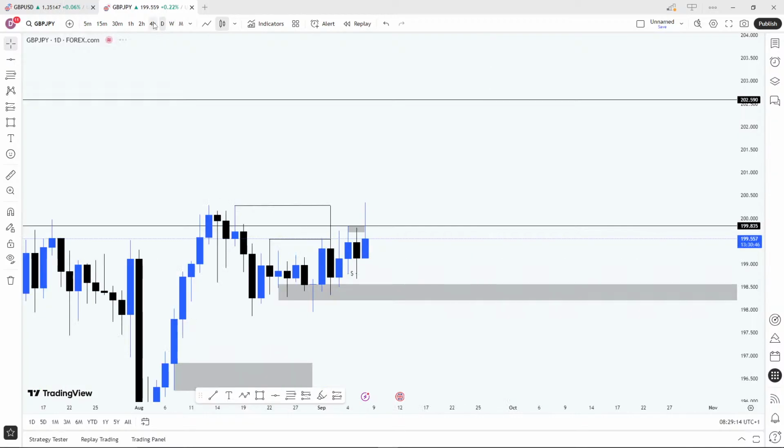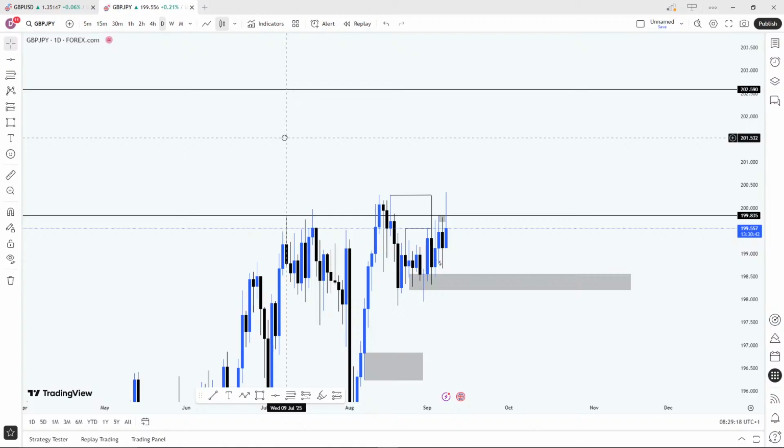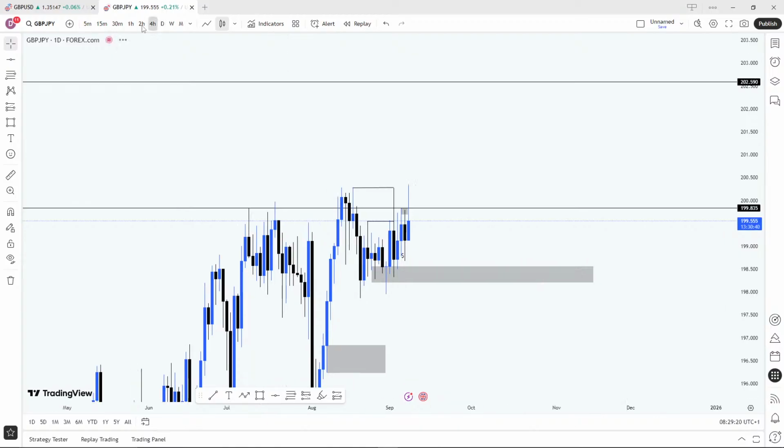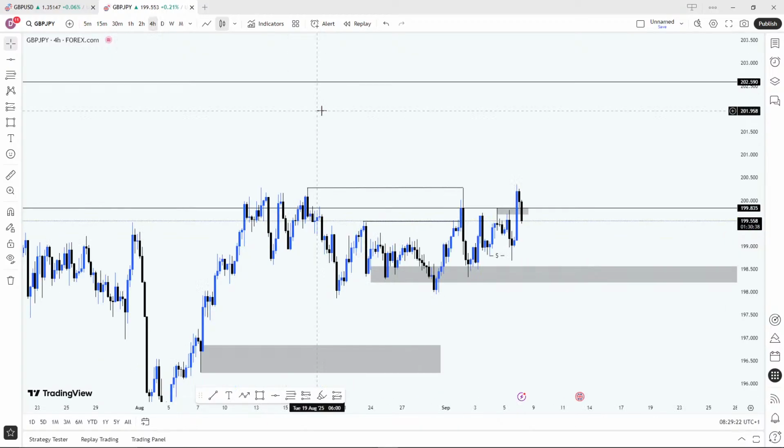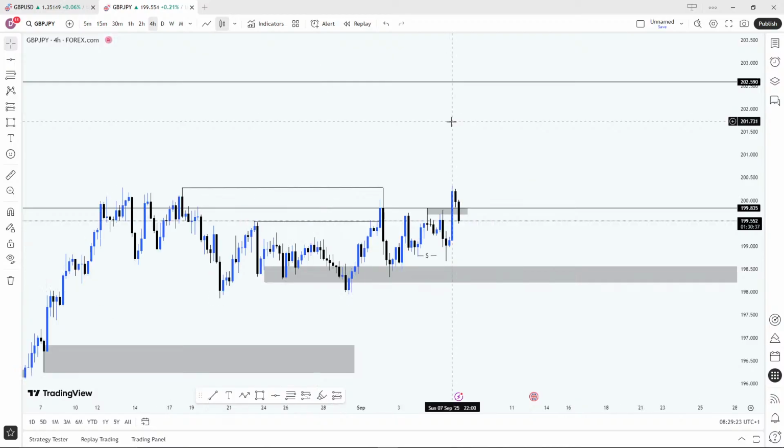Then let's go to our much lower time frame to see if all the criteria are complete. If they are not complete, you know what that means, right? We just have to watch out and see what's gonna happen.